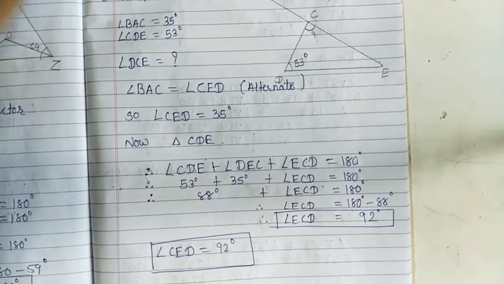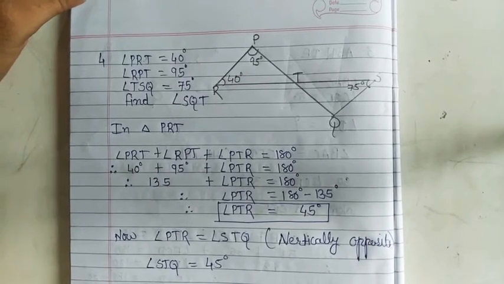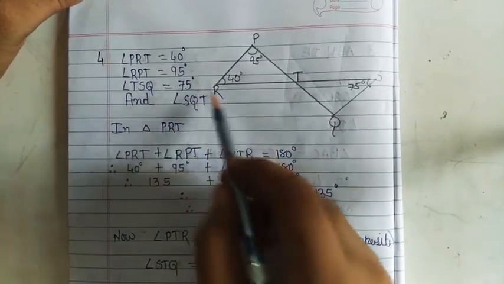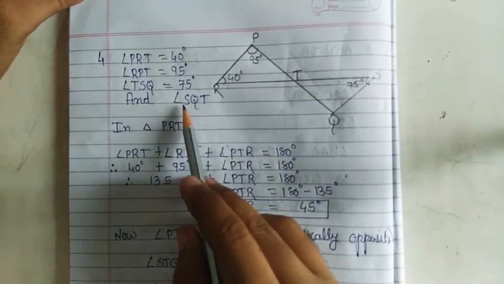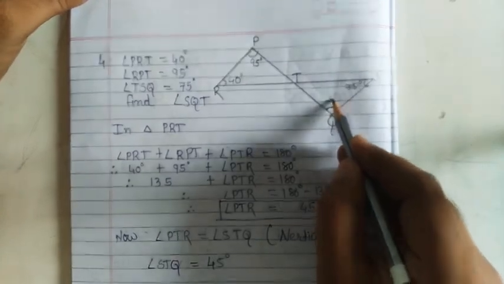Now let me move towards question number 4. In question number 4, one figure is given. In this figure all data are given already. As I mentioned, we have to find SQT. This one we have to find.